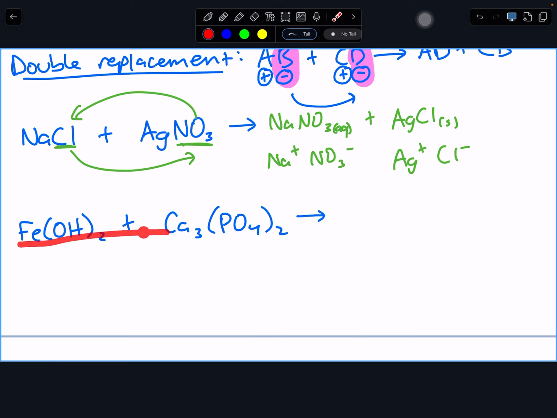Okay. Now, who's switching here? OH and PO4, because they're the negative ones, right?